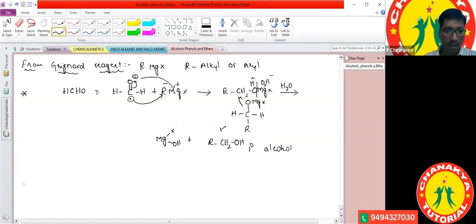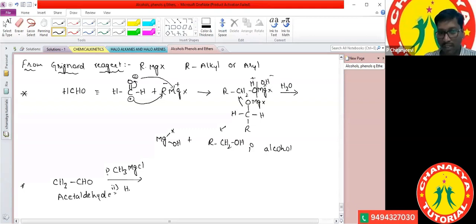Right, ma. Now, I'm going to give here CH3 bond CHO. The name of the given compound is acetaldehyde. If the acetaldehyde is treated with methyl magnesium chloride, then this is the first step. And what is the second step? It undergoes hydrolysis, H3O plus. This is the question. What is the IUPAC name of the product? That is my question.